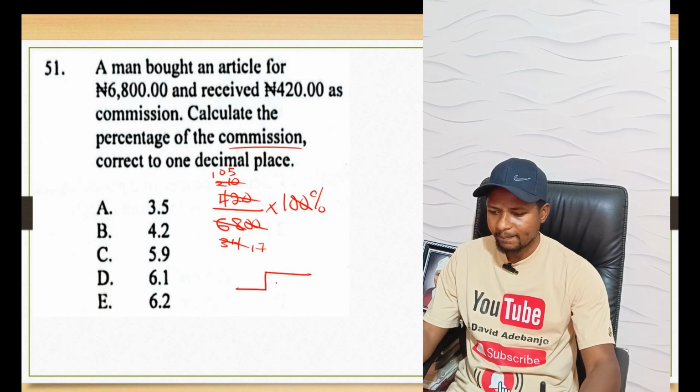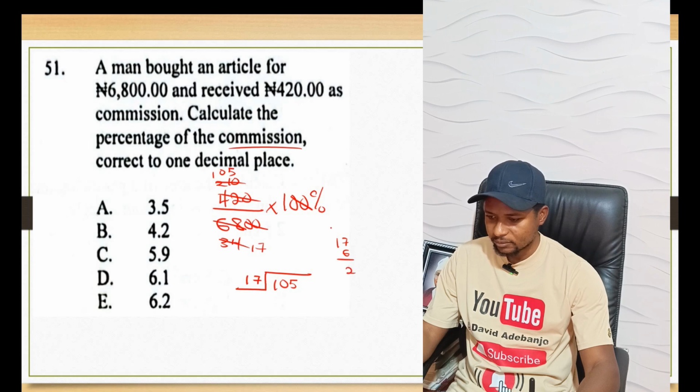So you have 105 divided by 17. And this will go how many times? Can we try 6 times? 17 times 6, 42, carry 4. 6 plus 4, 10. So it can go 6 times conveniently. So 6 times 17, we have 102. You subtract, and that will give you 3.